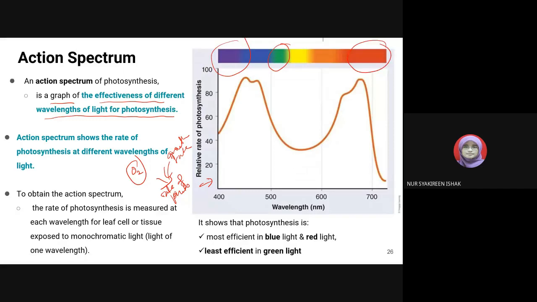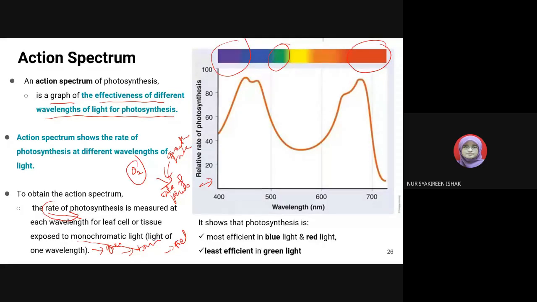So the action spectrum shows the rate of photosynthesis at different wavelengths of light. To obtain the action spectrum, the rate of photosynthesis is measured at each wavelength for leaf cells or tissue exposed to monochromatic light of one wavelength. You expose it to green light, or blue light, or red light, for example, or purple light. So which shows the most growth, for example, to measure the rate of photosynthesis.